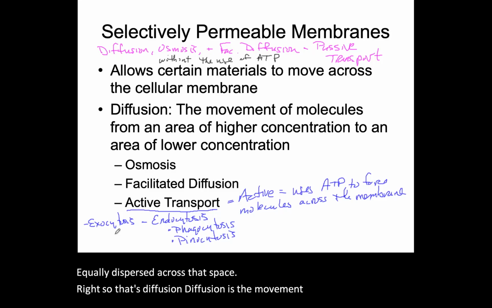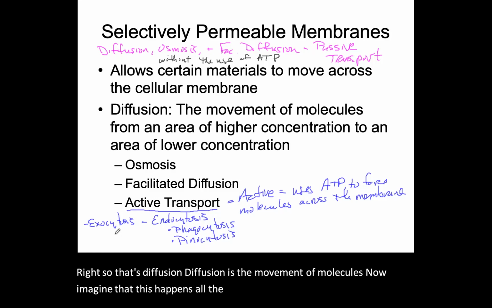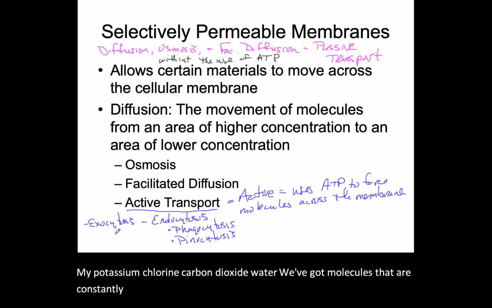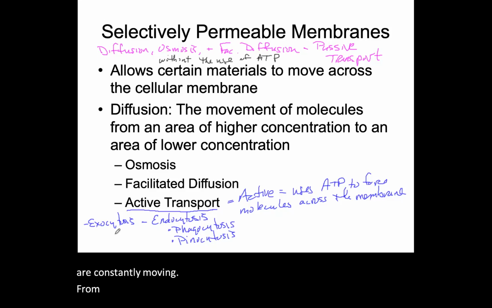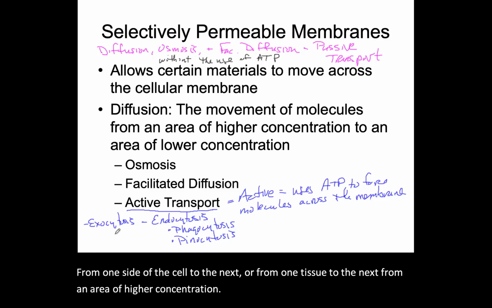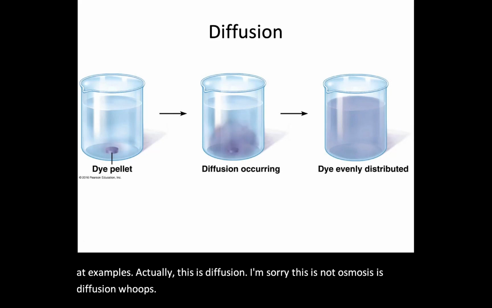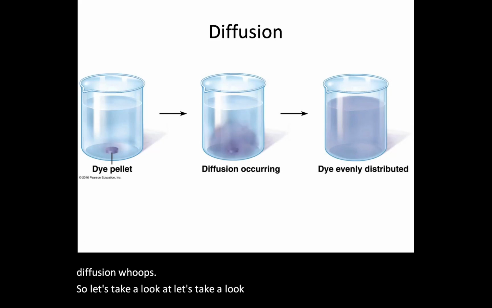Now imagine that this happens all the time within the body. Right? Potassium, chlorine, carbon dioxide, water. We've got molecules that are constantly moving from one side of the cell to the next, or from one tissue to the next, from an area of higher concentration to an area of lower concentration. Right. Let's take a look at an example of diffusion.